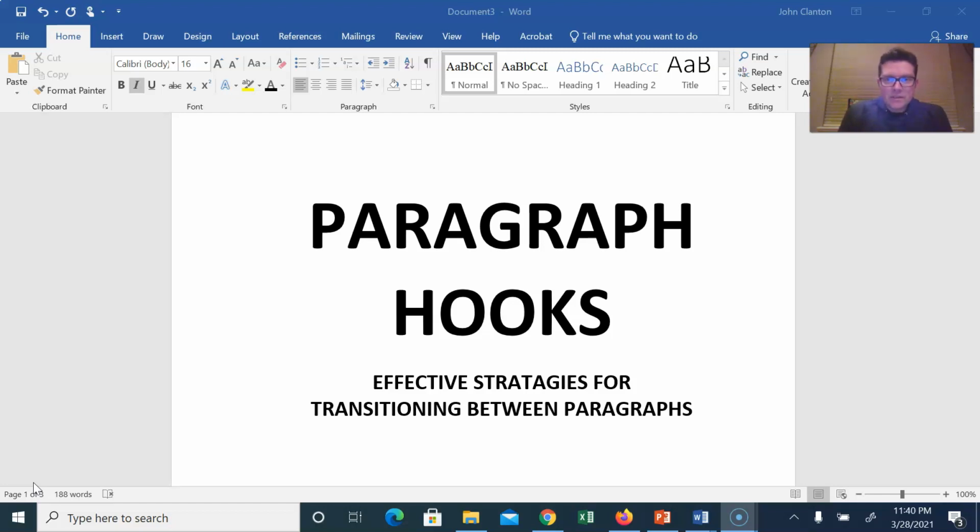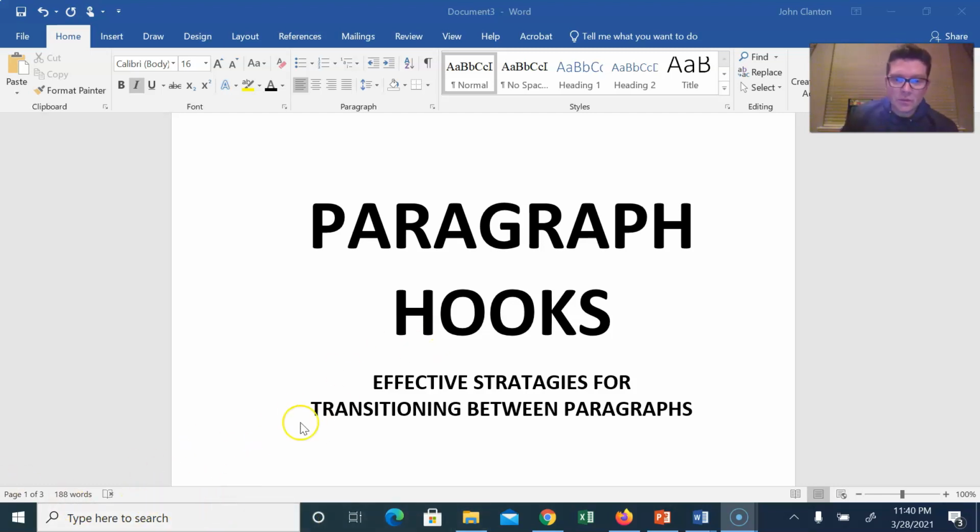Not the same kind of hooks that you use to begin a paper. Those serve a different purpose. A hook or an attention grabber is used to hook your reader in, whereas the paragraph hooks that I'm going to talk about now are used to link body paragraphs together. There are 4 paragraph hooks, and I'll show you a sample of each one.